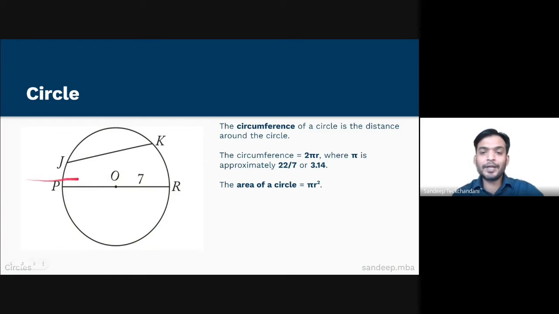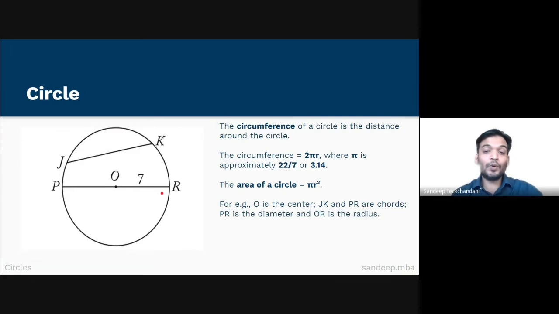In the circle here, O is the center of the circle. JK and PR are chords. PR is a diameter and OR is a radius. So if OR is equal to 7, then the circumference of the circle is equal to 2 pi times 7, which is equal to 14 pi. And the area of the circle is equal to pi times 7 square, which is equal to 49 pi.